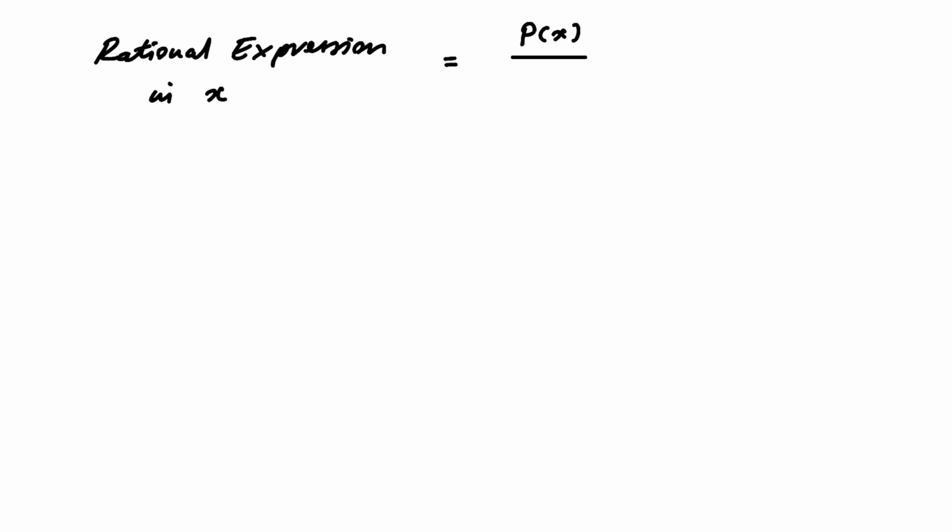So we've looked at polynomials, and now we want to look at rational expressions. So a rational expression in x is just a ratio of two polynomials, kind of simple. So it's, I'll say, p(x) divided by q(x). This will be my notation for it. So these are both polynomial expressions in x.